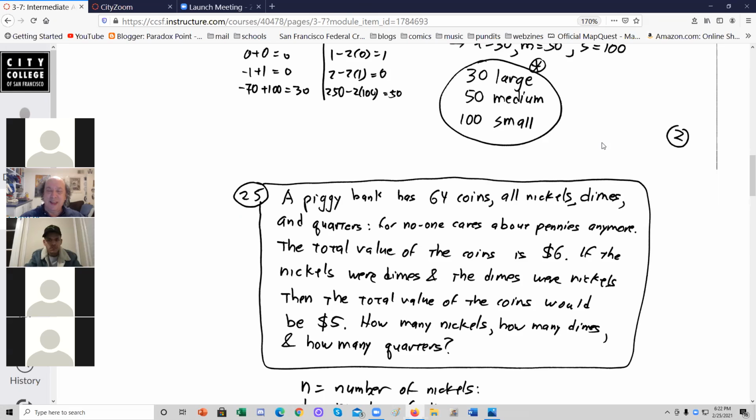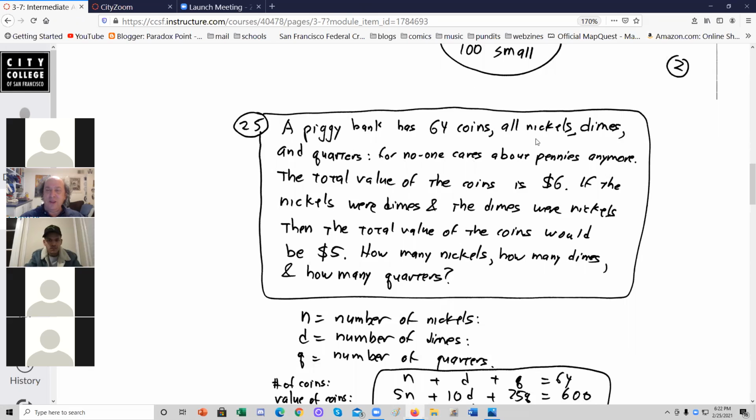Let us proceed. The total value of these coins, nickels, dimes, and quarters, is $6. And here they do this: if the nickels were dimes and the dimes were nickels, if we swap the numbers, then the total value would be $5. How many nickels and how many dimes and how many quarters?